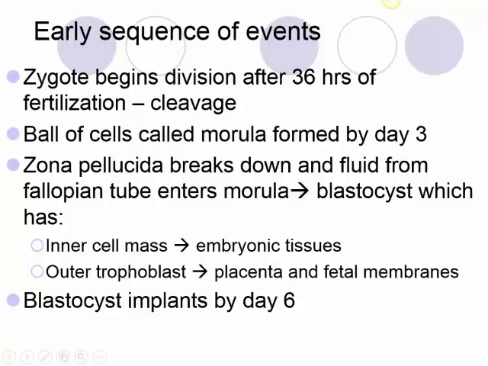We look at the two parts of the blastocyst. As I said, the cells are pushed to a corner. That area where they are formed, those cells are called the inner cell mass. They give rise to embryonic tissue. And then the outer layer is known as the trophoblast, and that gives rise to everything that is shed from the body, so the placenta and the fetal membranes. This blastocyst continues to travel through the fallopian tube, and it implants in the uterus by day 6 after fertilization.